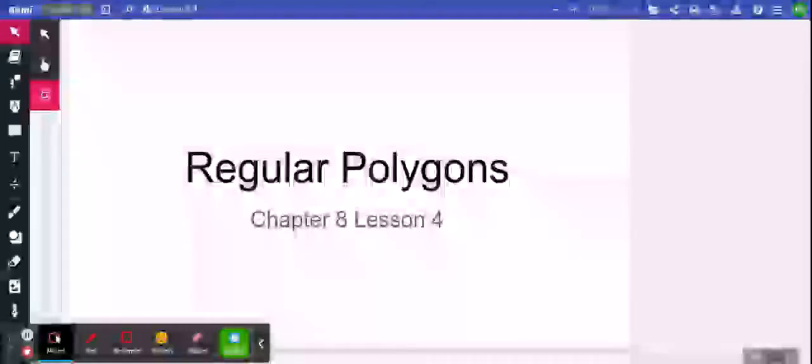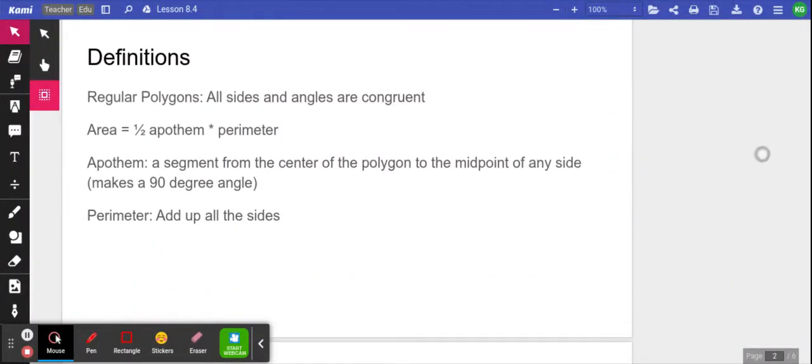For regular polygons. Go ahead and pause here and put these formulas on your Chapter 8 formula sheet.